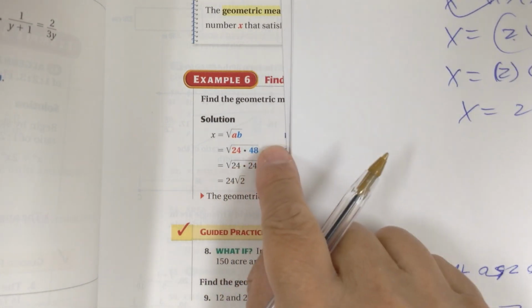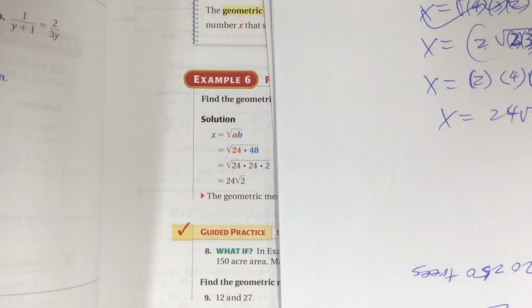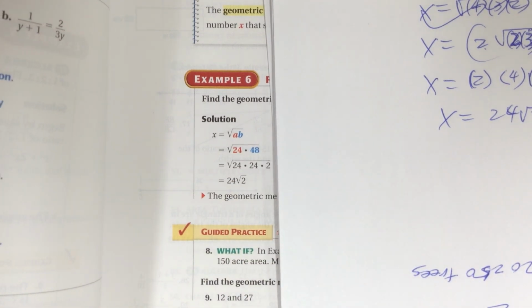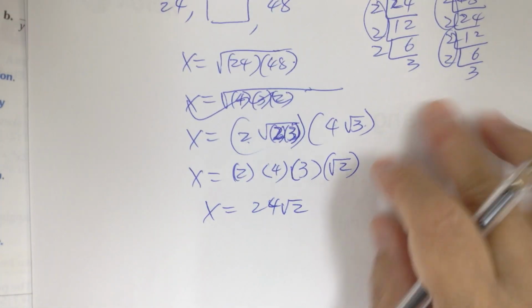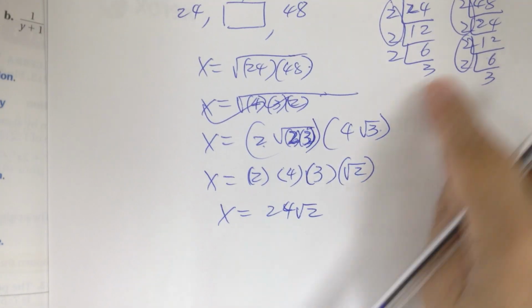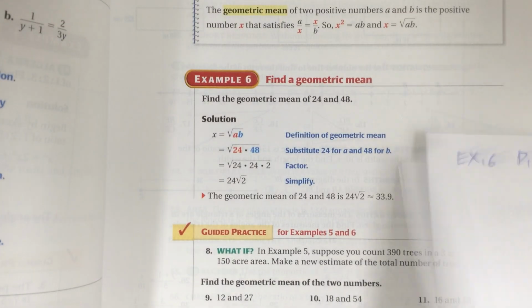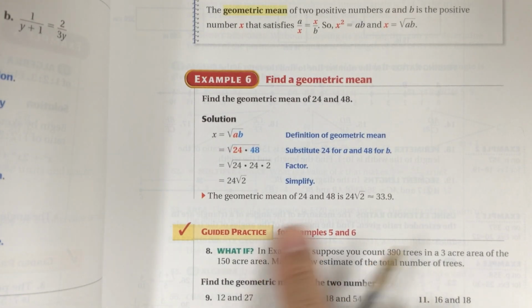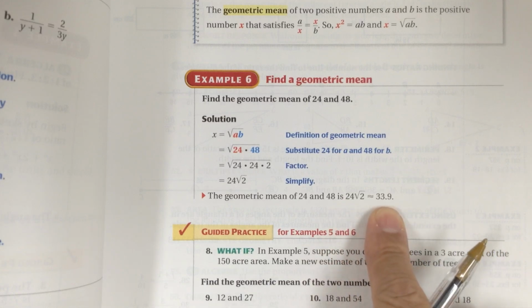You don't want to make the numbers big because sometimes the number gets too big and it's hard to simplify. So it's better to simplify when it's small. Use the method, and from there, you can use a calculator to estimate, and you get 33.9.